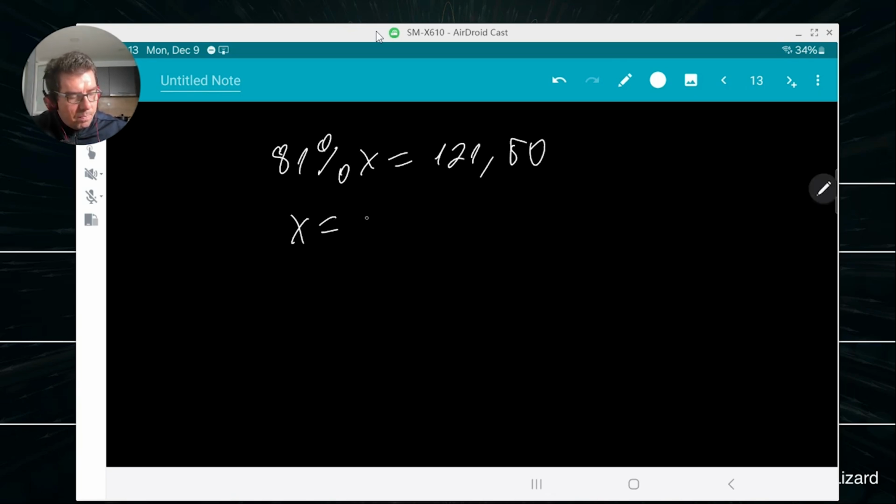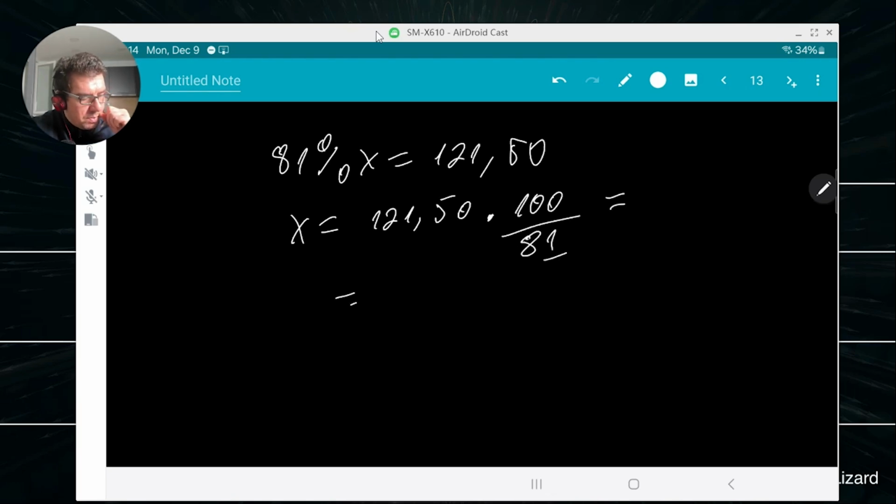X will equal 121.50 times the reciprocal of 81%, which is 100 over 81. And then I simply reduce here. So I multiply the numerator by 100, I get 121.50, I shift the decimal point by 2 positions to the right, over 81. And now we know the first topic, right? Divisibility.